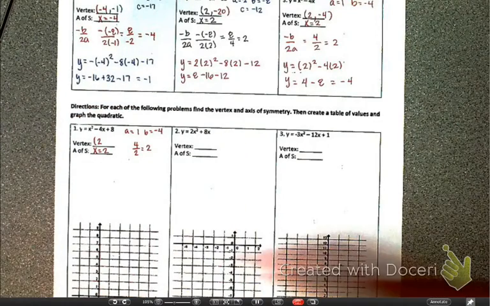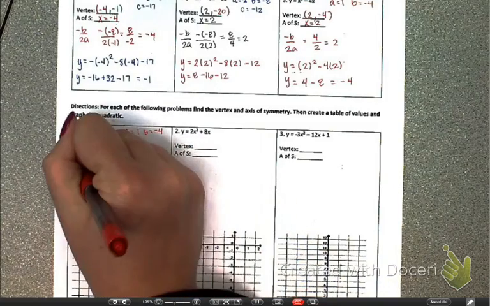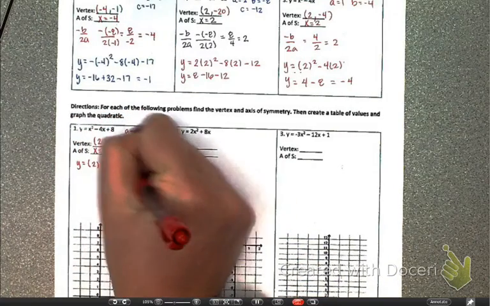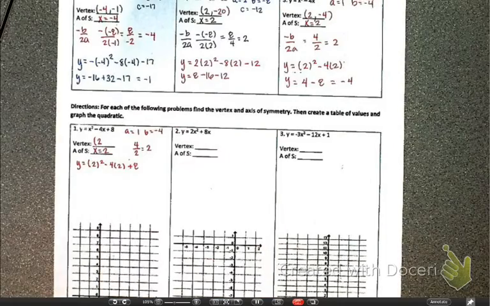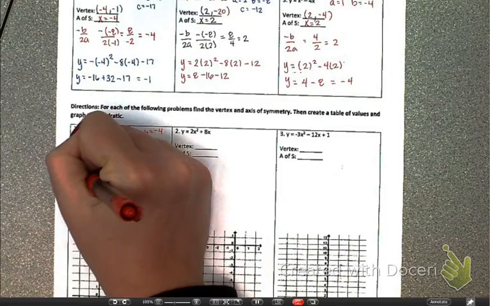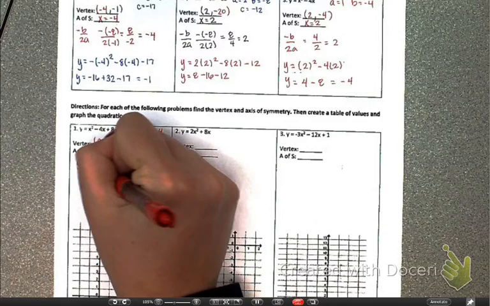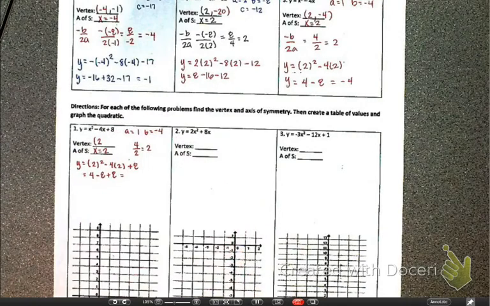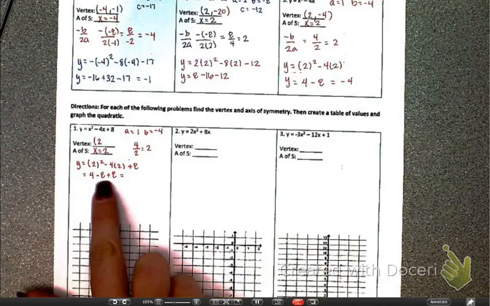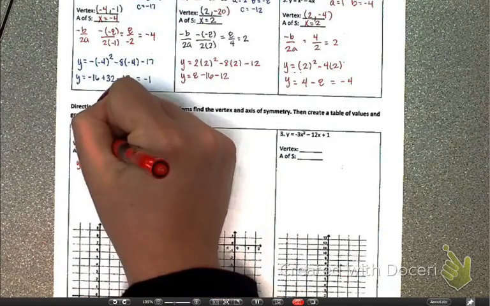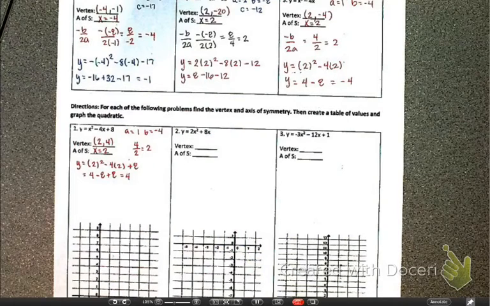Now I need to find y. So y equals 2 squared minus 4 times 2 plus 8. 2 squared is 4. Negative 4 times 2 is negative 8. And then plus 8 gives me what? 4. Because negative 8 and 8 cancel. So I really just have 4. So my vertex is 2, 4.